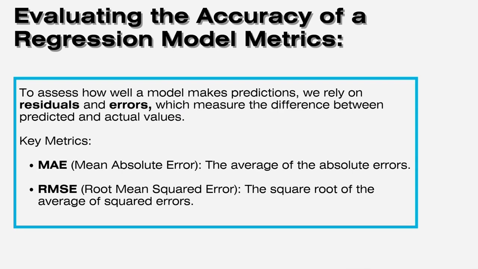Evaluating the accuracy of a regression model. To evaluate regression models, it's important to use specific metrics that measure how well the model makes predictions. These metrics are based on the concepts of residuals and errors, which indicate how much the model's predictions differ from the actual values. In this section, we will first explain what residuals and errors are. Then we'll introduce two key evaluation metrics, mean absolute error and root mean squared error, and show how they help assess the accuracy of regression models.